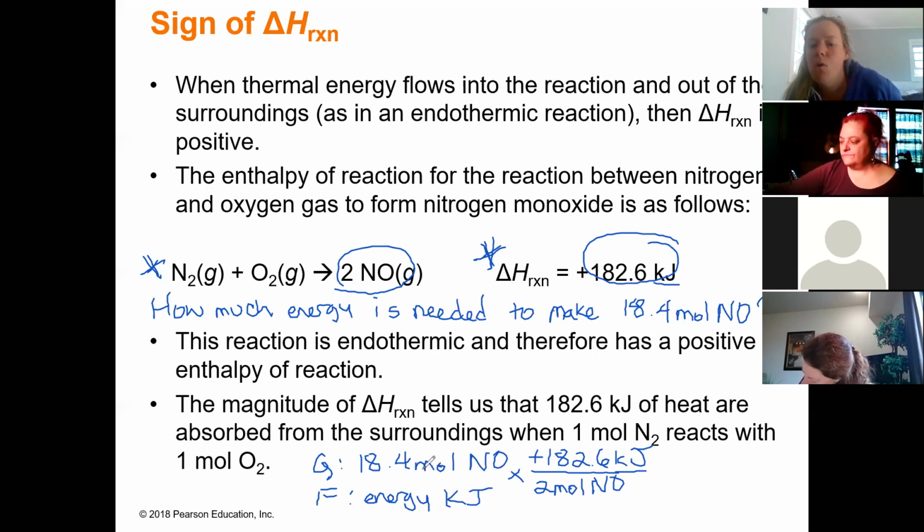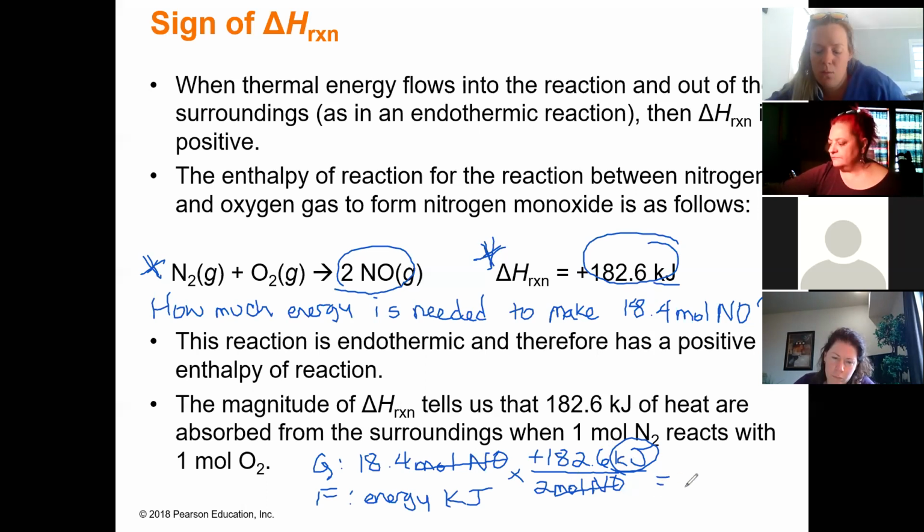Do you notice what happens to the moles? They disappear, and you'll be left with just the units of kilojoules. So we take our 18.4, multiply it by 182.6, and then divide it by 2. And we get a decent sized number. Okay, we had 3 sig figs, so 1680 kilojoules. Now we're in units of energy. So we went from an amount to energy.